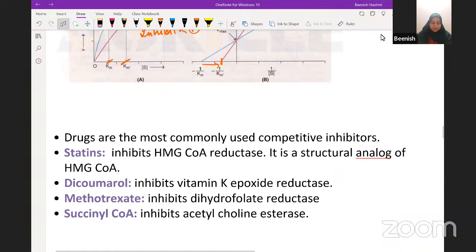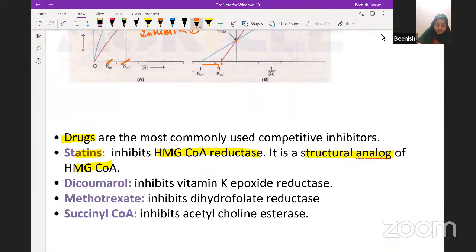Now you see the application of competitive inhibition. So drugs are the most commonly used competitive inhibitors. You see? Now statins, if you remember when we were doing cholesterol synthesis, we already studied statins. Statin inhibits HMG-CoA reductase. So this was the enzyme involved in cholesterol synthesis. And this statin is a structural analog of HMG-CoA.